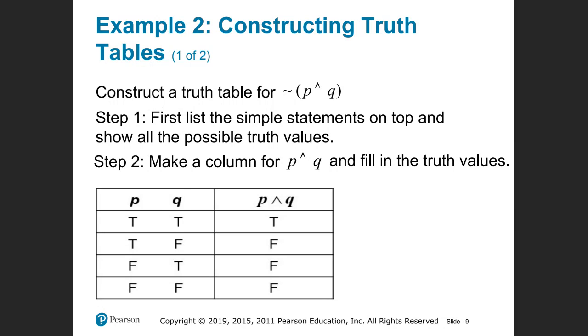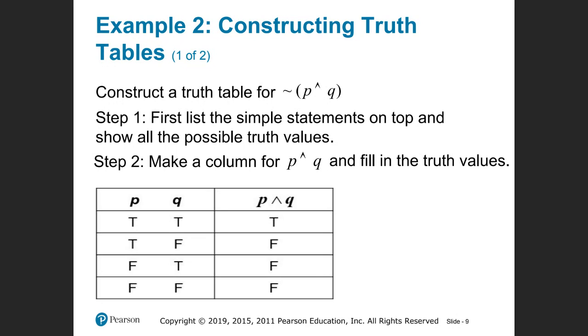Example 2, constructing truth tables. We want to construct a truth table for not P and Q. So the first step is to list the simple statements on the top and show all the possible truth values. So we have P and we have Q. We list P and the possible values would be true, true, false, false. For Q, it would be true, false, true, false. Or you could do it true, true, false, false, like you do with P.